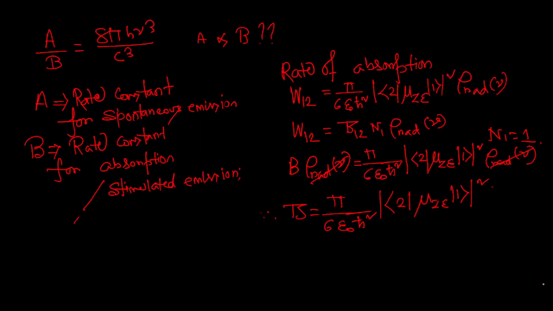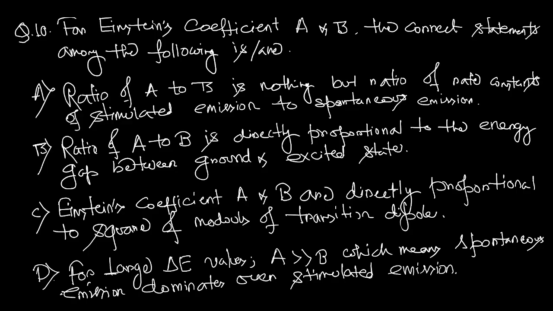Okay, these are all about the Einstein's coefficients. So now from this we can choose the option. The first option says A by B is a ratio of rate constant of stimulated emission to spontaneous emission. This is not stimulated emission; A corresponds to spontaneous emission. So the first option is incorrect.